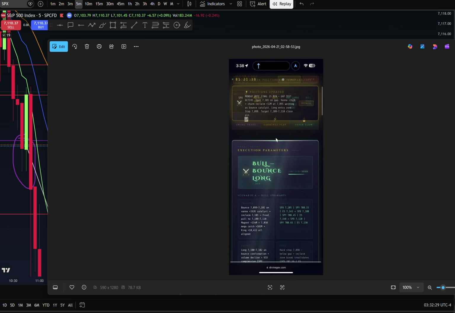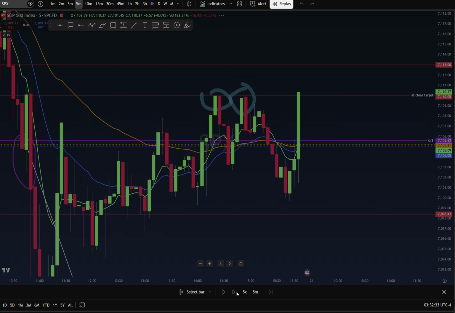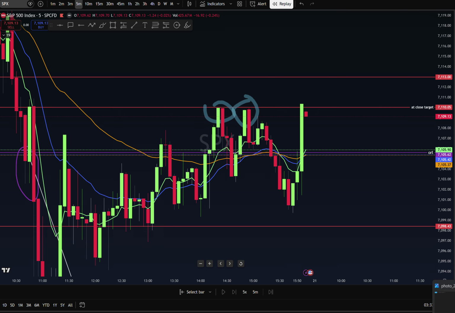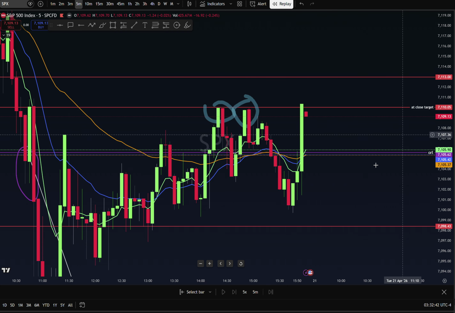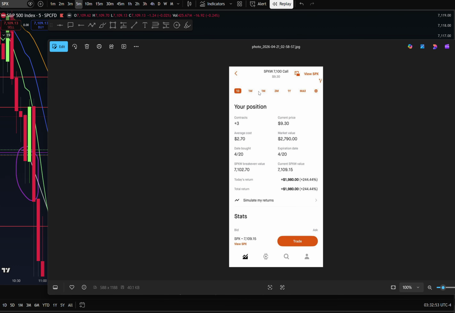So it hit that target, then pulled back a little bit, but still close near the target. And then this is, I grabbed the 7,100 call, and it went to 200 something right here. So I grabbed this one, and it went to like 300, I mean 250 something. I didn't close it, it's closed.